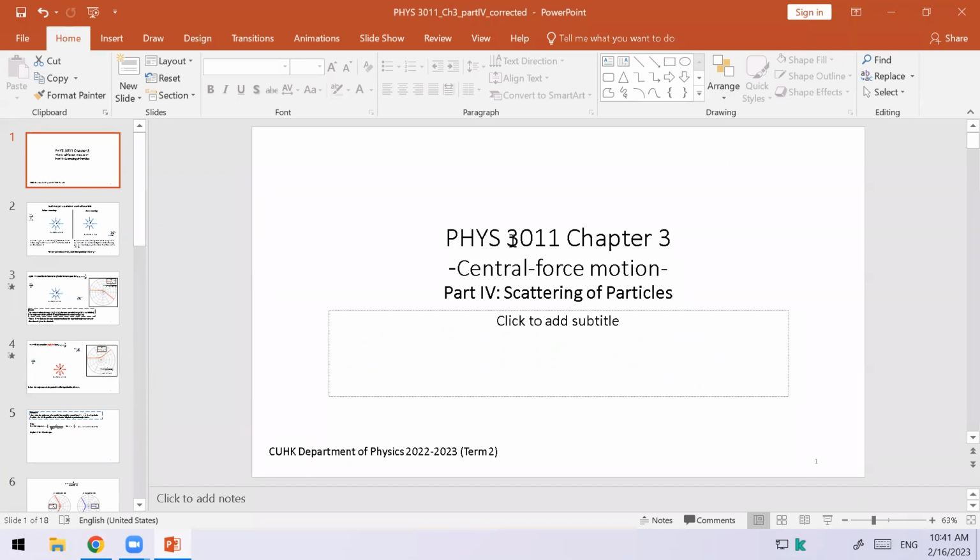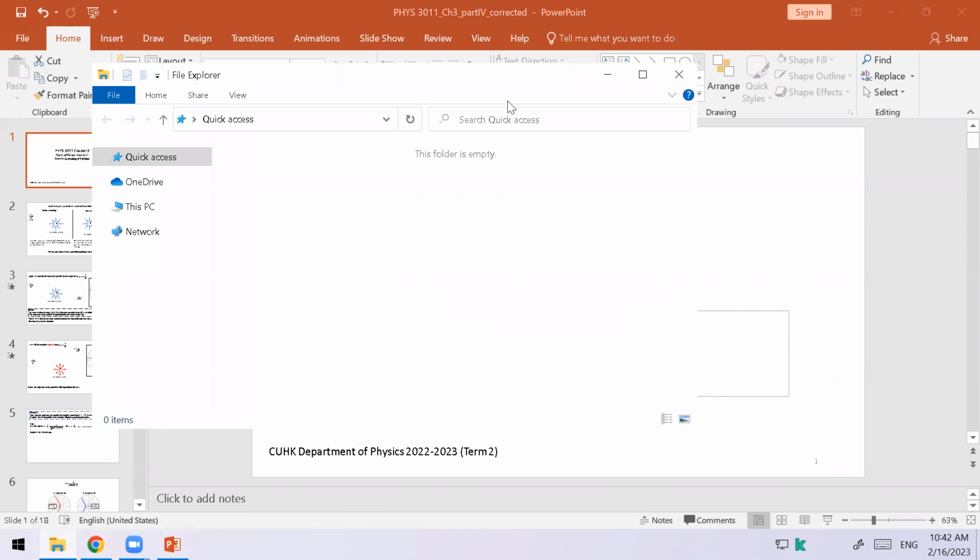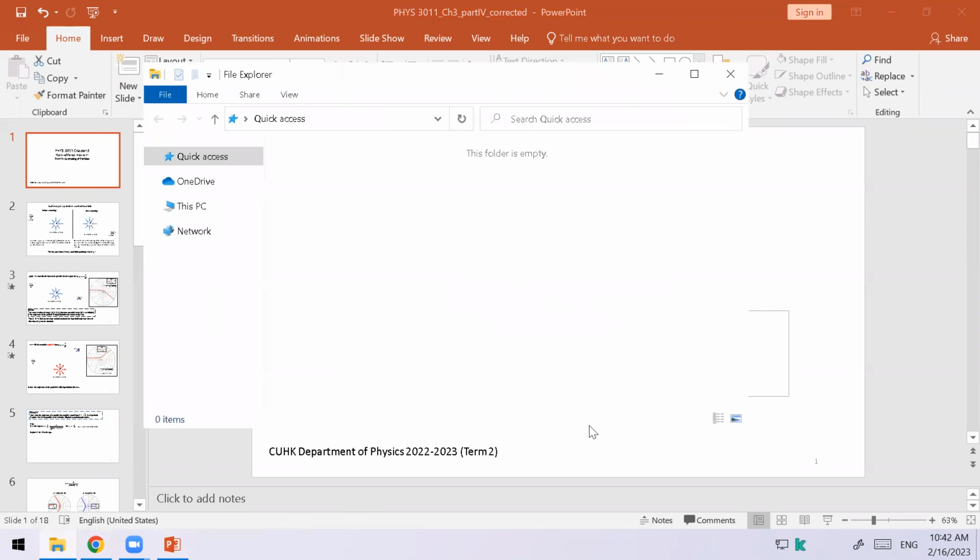But later, in the future, maybe in your quantum mechanics class, you may see a quantum version of this scattering of particle problem, because this is an important problem in atomic physics, nuclear physics, particle physics.